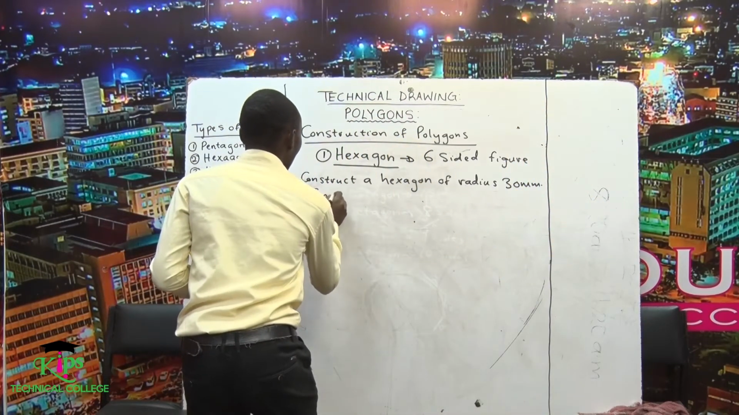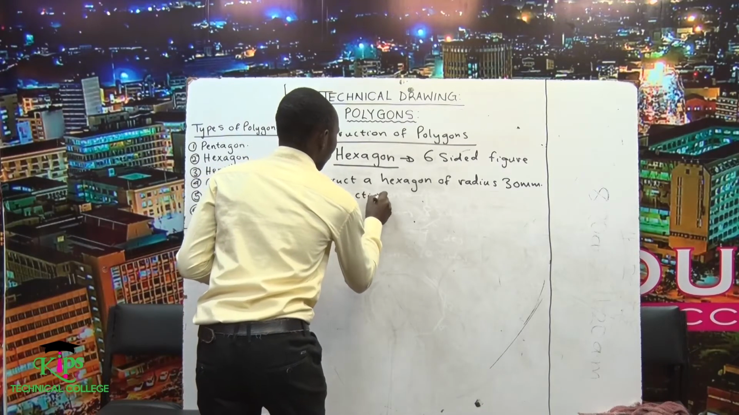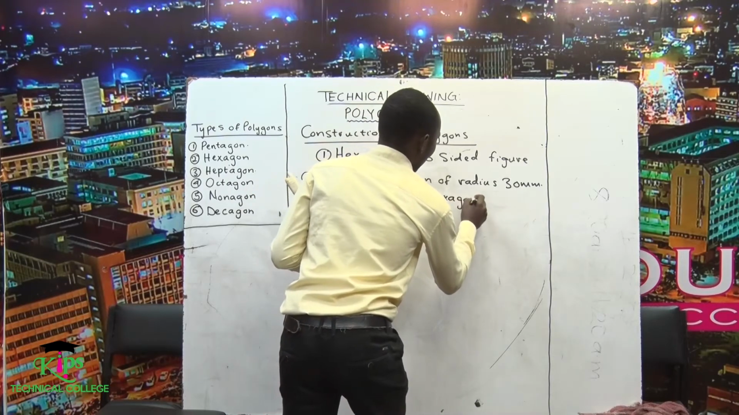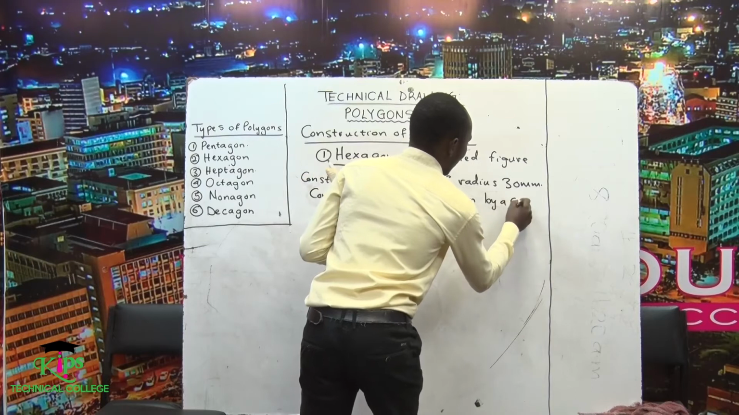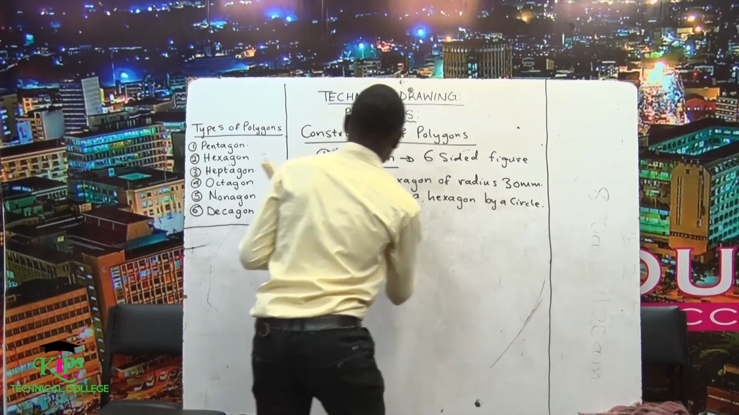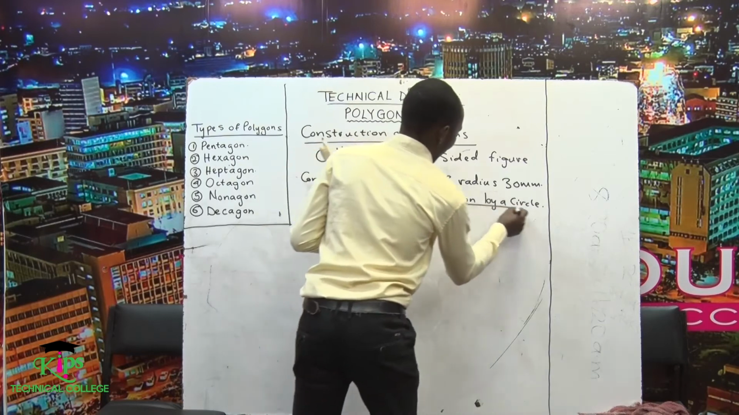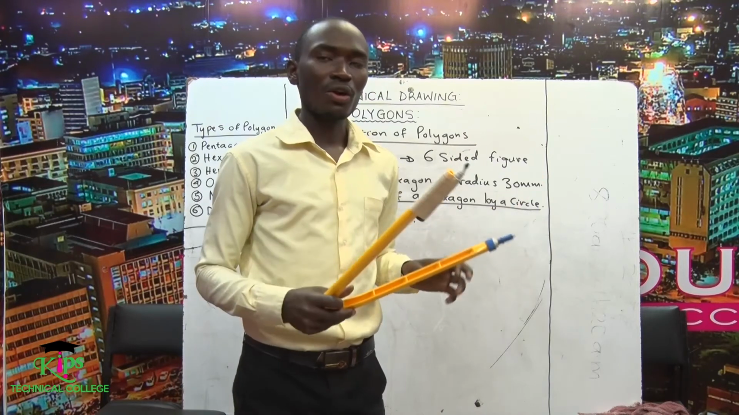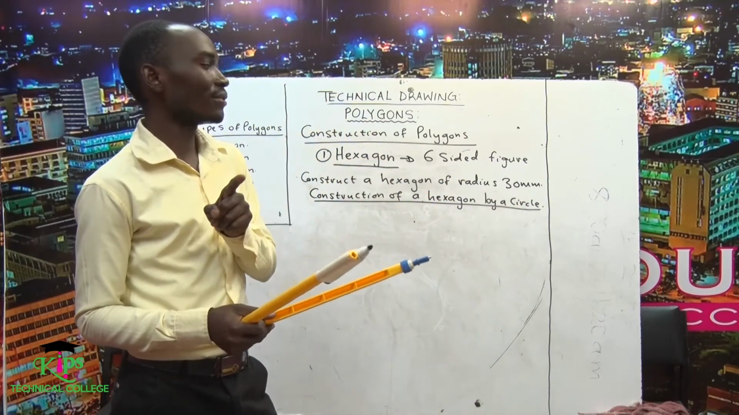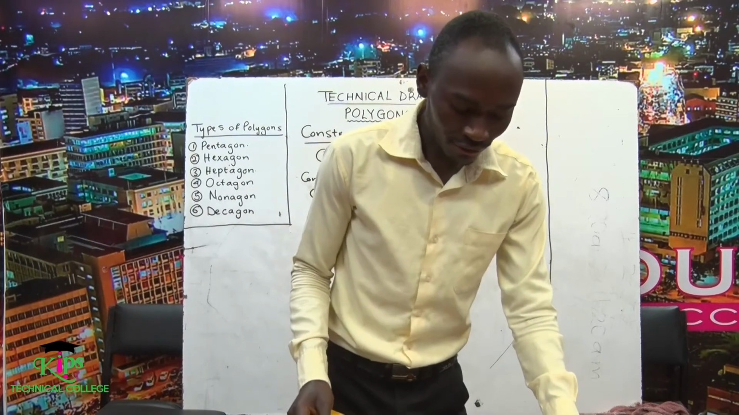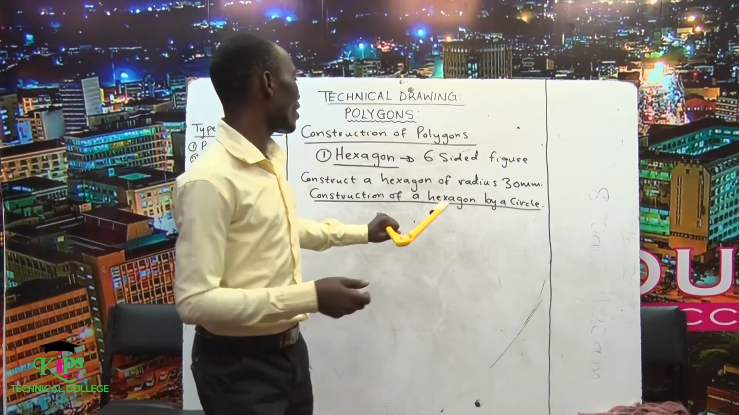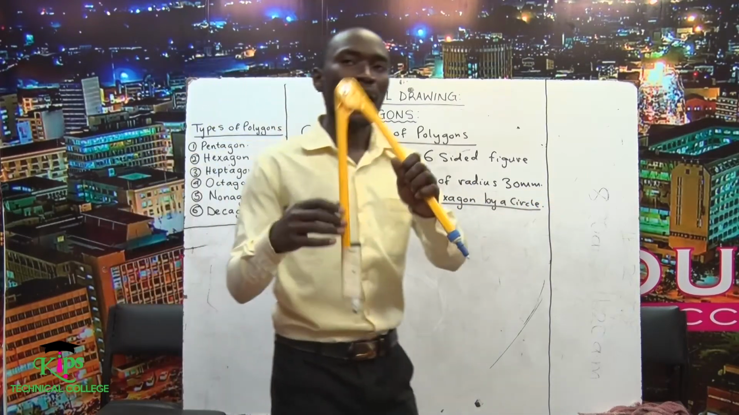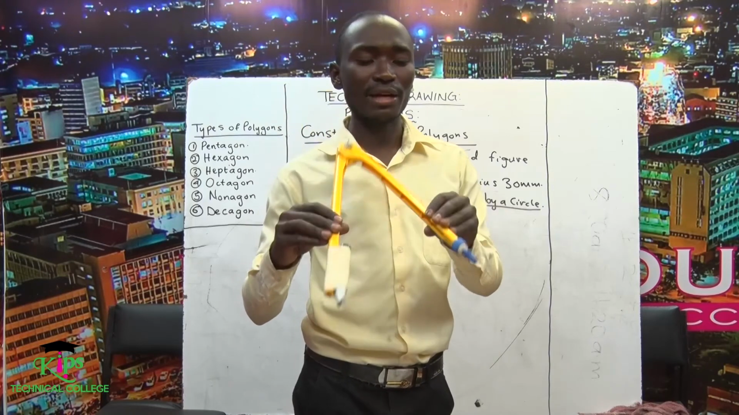construction of a hexagon by a circle. We are going now to use a circle to construct a hexagon. So for instance, let me assume a radius of 30 millimeters. Let's say, for example, I have transferred 30 millimeters with this compass of mine.